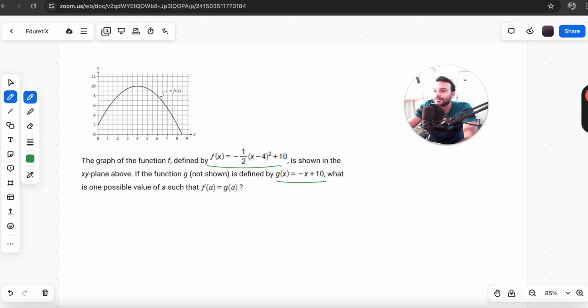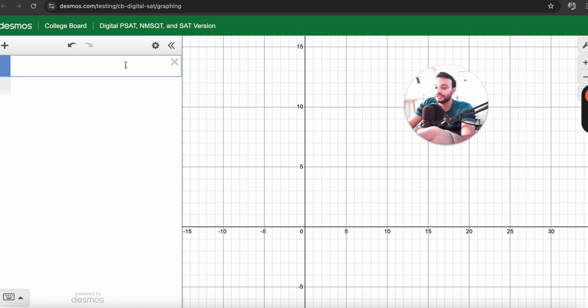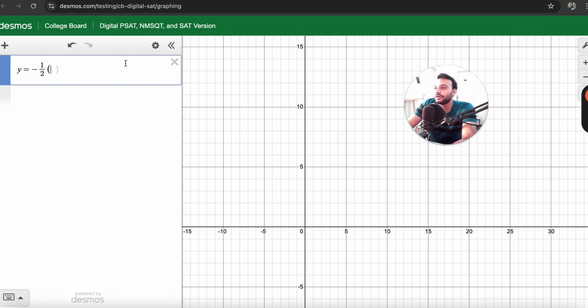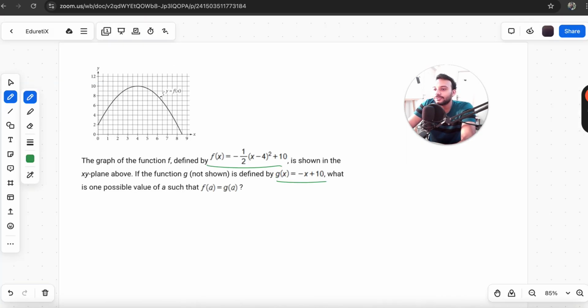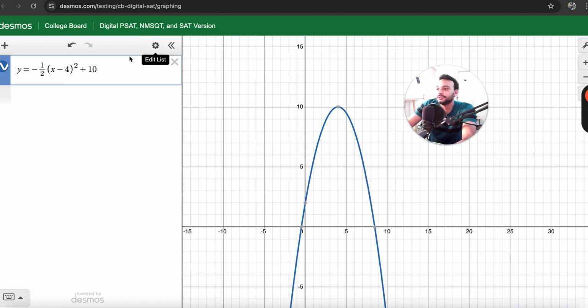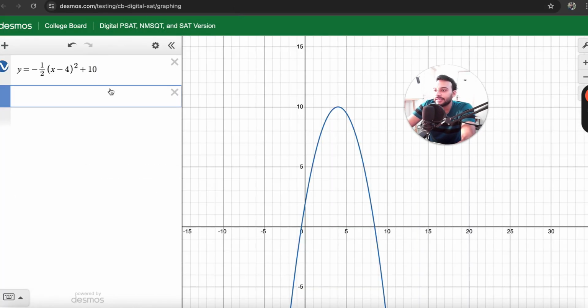So negative half x minus 4 squared plus 10, you don't even need to simplify it. Okay, so the first curve, y is equal to negative half. You can choose to write y is equal to or not, won't matter. Okay, x minus 4 squared plus 10. That's the first curve. Second one, negative x plus 10, y is equal to minus x plus 10. Okay, there you go. There are two solutions possible.